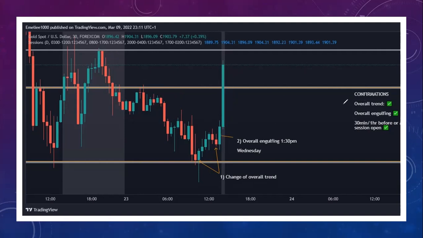Now, what are the conditions for this rule? Overall trend, bullish, good. Overall engulfing, good. Did this happen 30 minutes or 1 hour before or after a session open? Yes, because it happened at 1:30 p.m., which is 30 minutes after New York Open. 1:30 p.m. is about 9, is it 9? I think 9. This is New York Open. 30 minutes after New York Open, right? So we'll look at the next example of this.